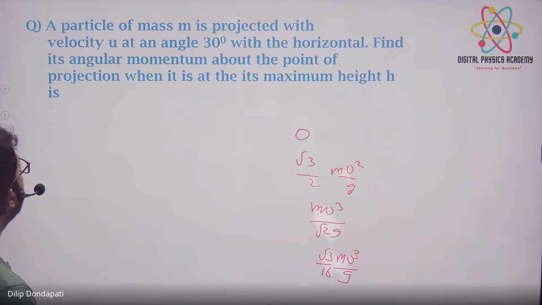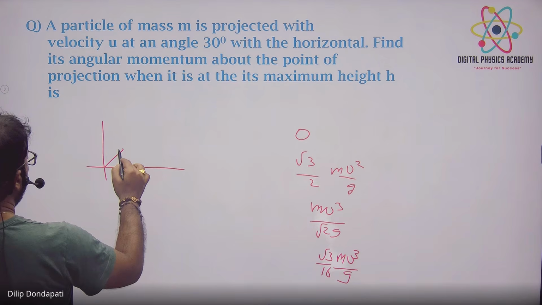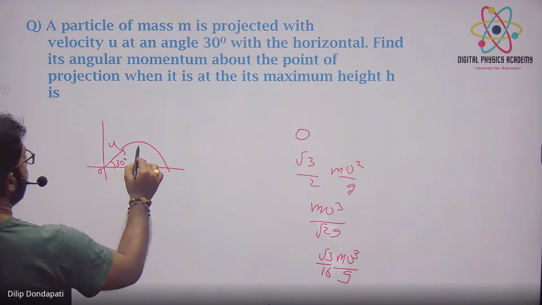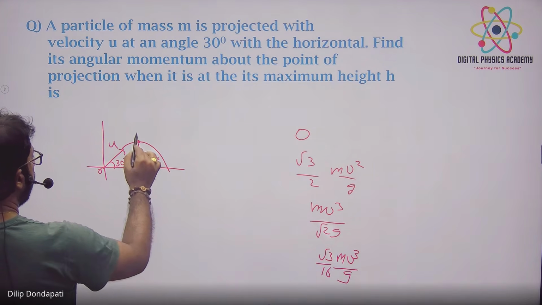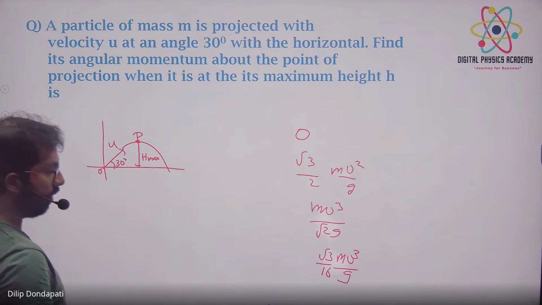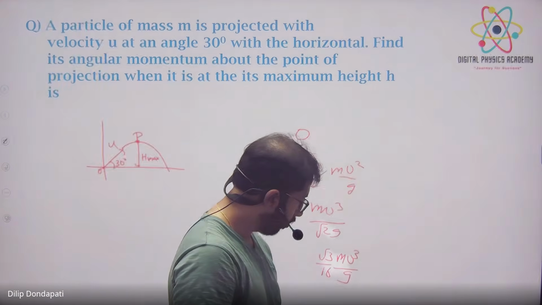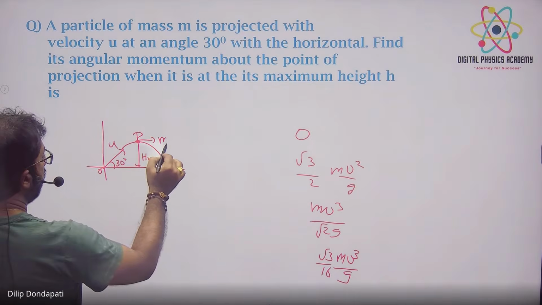So I'll go to the washroom and come back. A particle of mass m is projected with a velocity u at certain angle 30 degrees. Same thing only. About this point only, I want angular momentum when the particle is at highest point, maximum height. I want the angular momentum at this point P. At this point, it is going like this, right? M into velocity u.